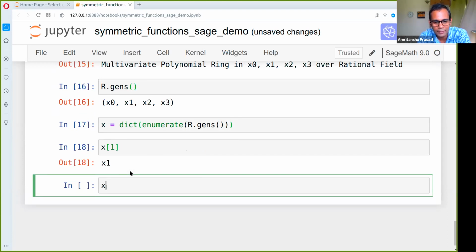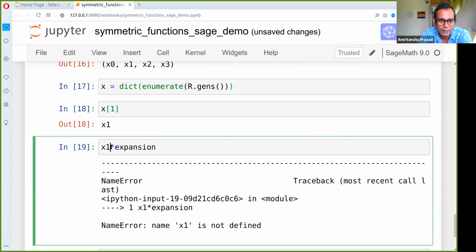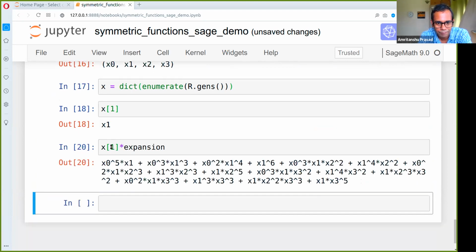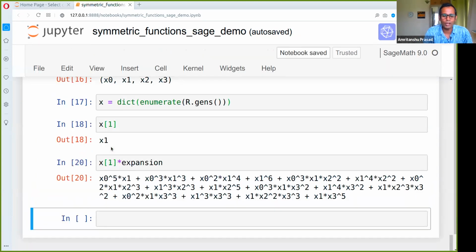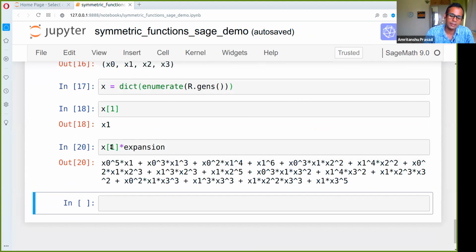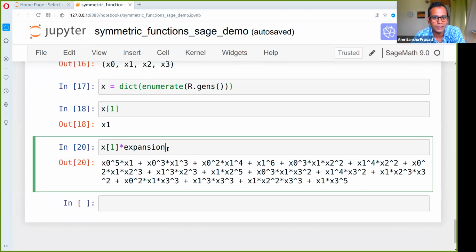And so now I can take x1 times expansion, for example, and get my non-symmetric polynomial. I have to say X[1], it's a dictionary. So now I have this non-symmetric polynomial, which is the product of that symmetric polynomial by x1. I'll share this. Thanks for asking this question. This is something that's very helpful sometimes when you want to go out of symmetric.